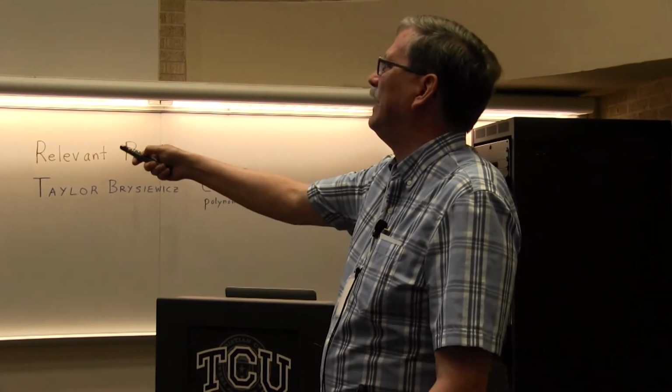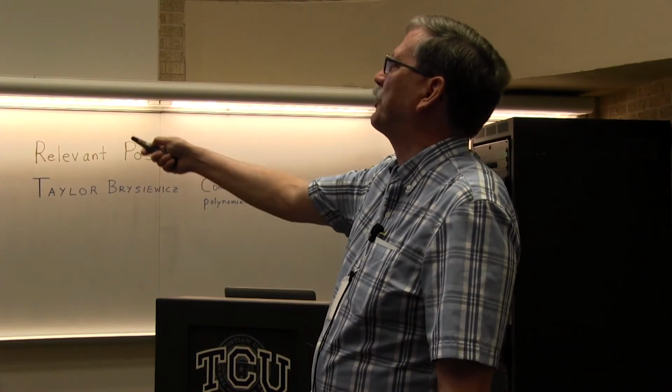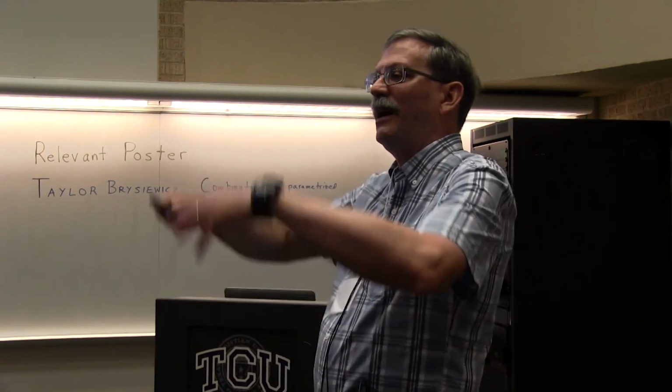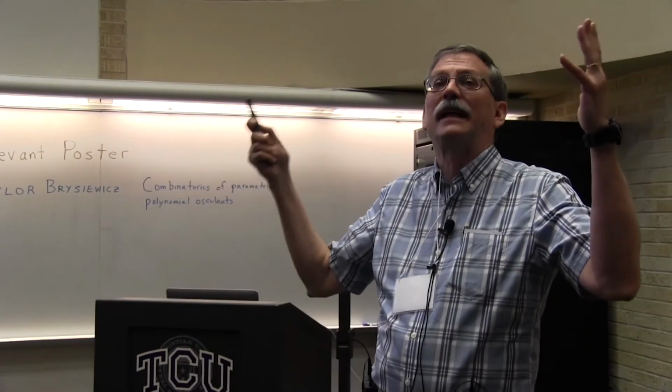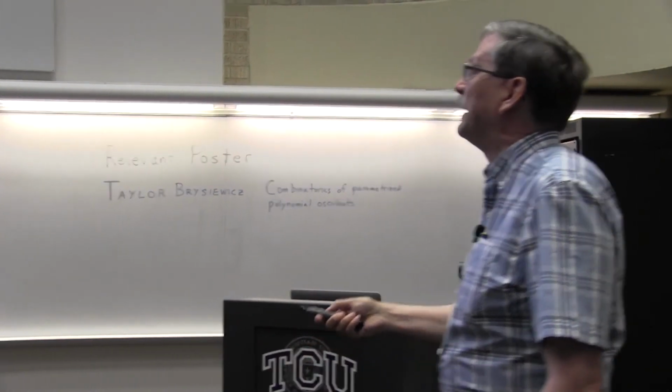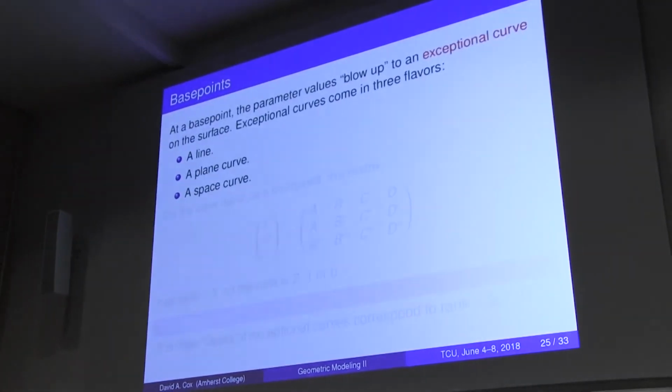And basically, as we vary the parameters s and t, these guys will move around, and this point will move around. I'll be tracing the surface. That's the picture we want. We really like that. But now what happens at a base point?